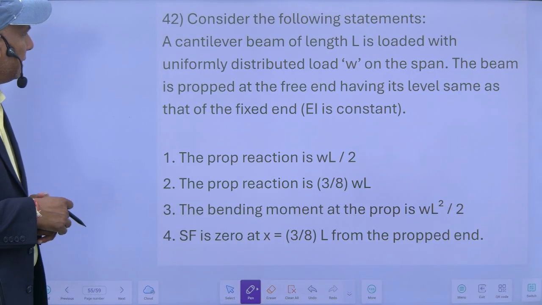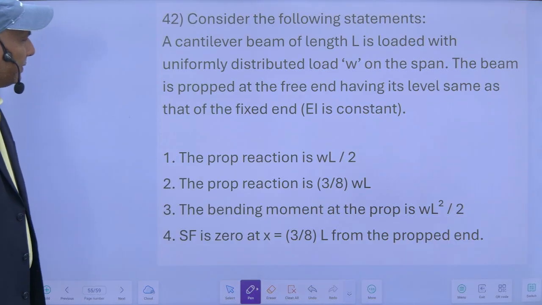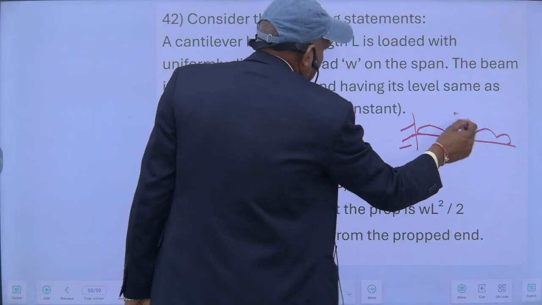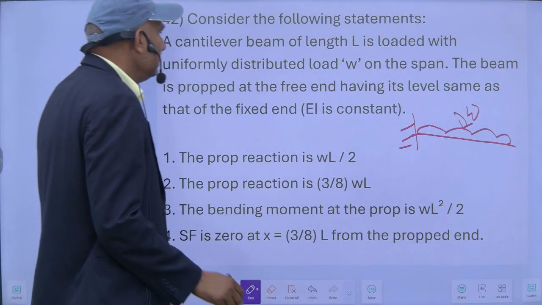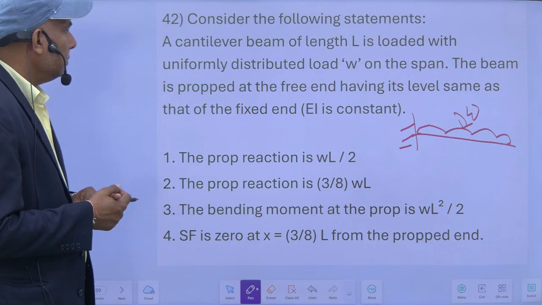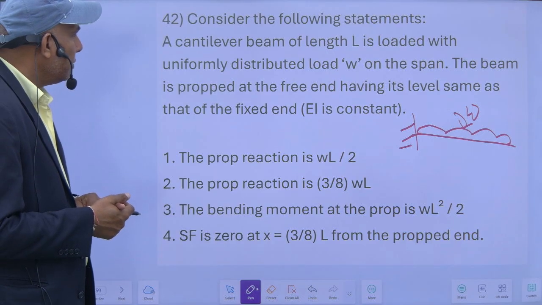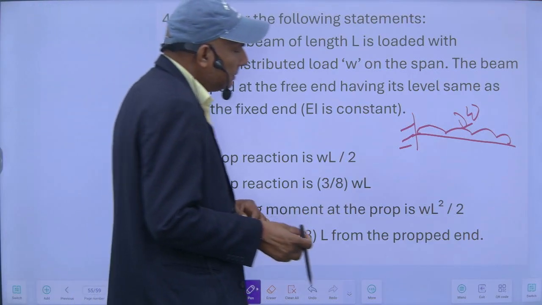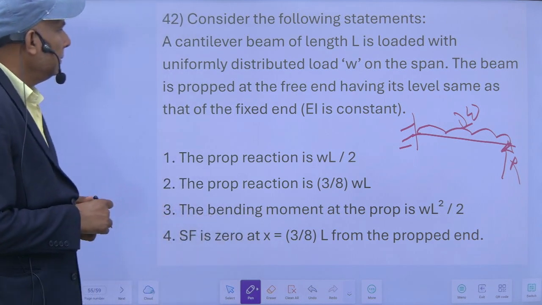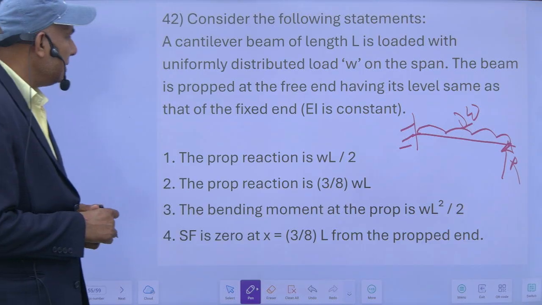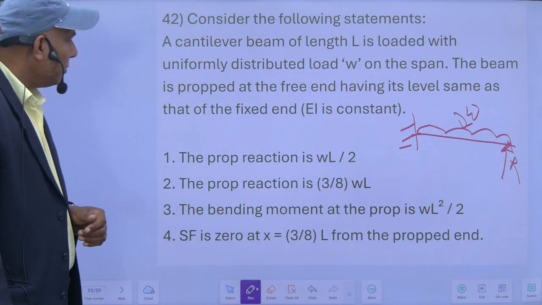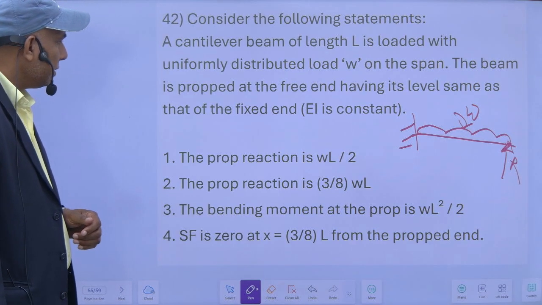Consider the following statement: a cantilever beam of length L is loaded with a UDL of W on the span, a uniform distributed load of W. The beam is propped at the free end. It is propped at the free end, having its level same as that of the fixed end, meaning deflection at this point is 0. So what is the prop reaction?